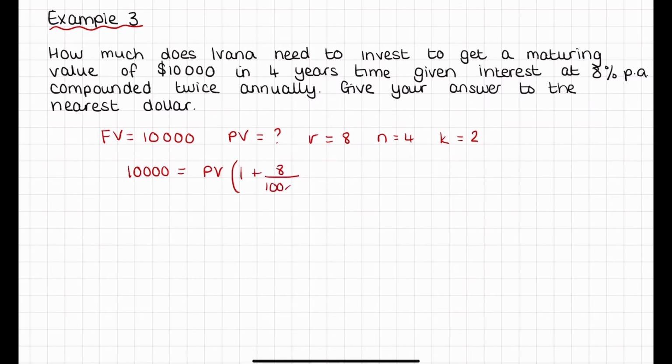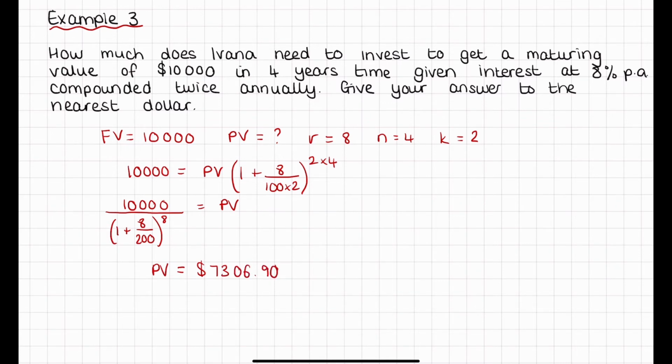Put this into our equation, so we'll have 10,000 equals PV multiplied by 1 plus 8 over 100 times by 2, close your brackets, to the power of 2 times 4. Now we can use our calculator to work this out. You can also do it by rearranging. If we were to rearrange it, we would just divide the whole bracket and the power part to the other side. And put that in your calculator, but I will also show you how to do this in the finance solver. And so if you put that into your calculator, what you will find is you get that the present value equals $7,306.90. Now the question asks to round to the nearest dollar, which will be $7,307.